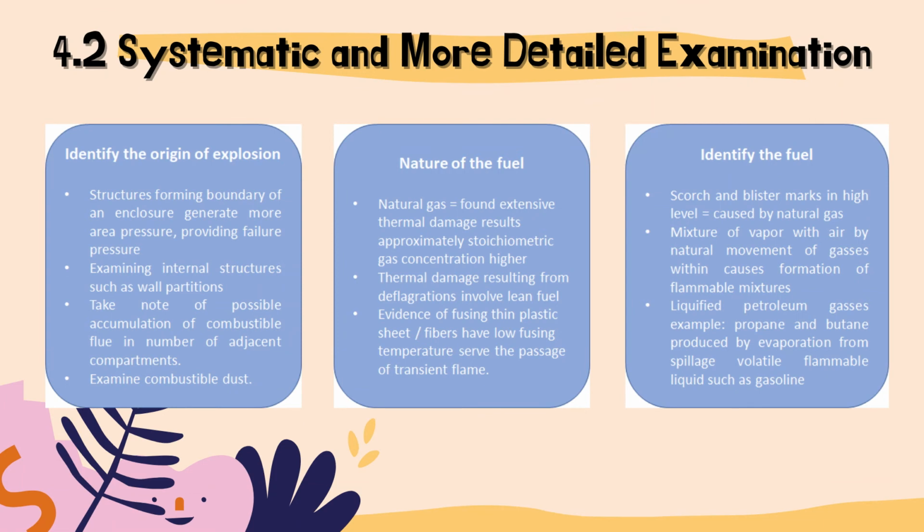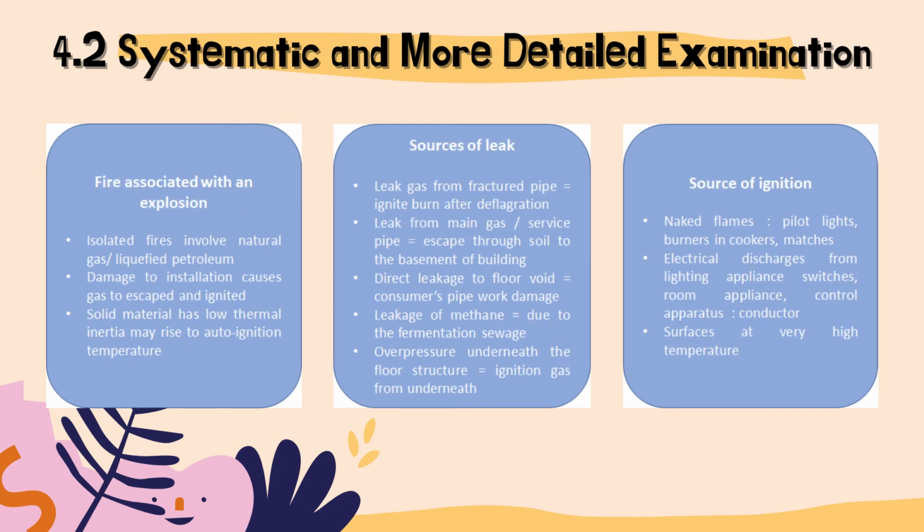Next, systematic and more detailed examination. There are 6 of them. The first one is to identify the origin of the explosion. Second, the nature of the fuel. Third, identify the fuel. Let's continue with the fourth one, which is fire associated with an explosion. Fifth, the source of the leak. Lastly, the source of ignition.